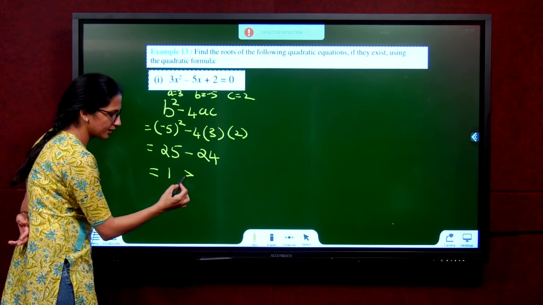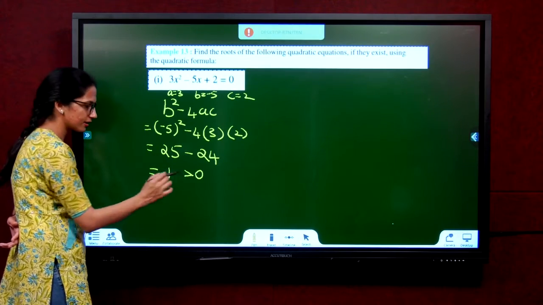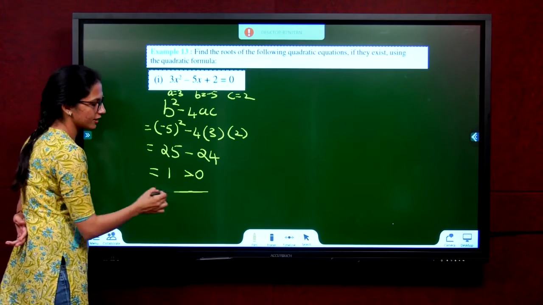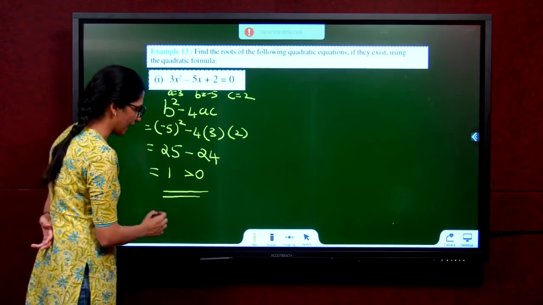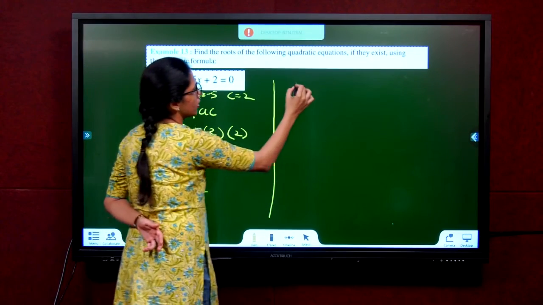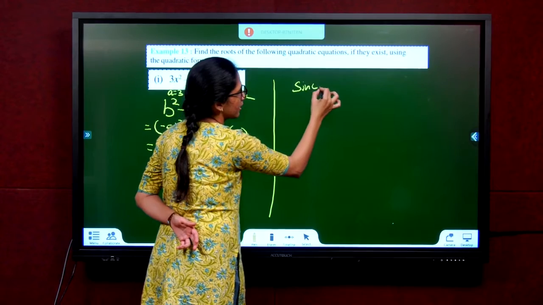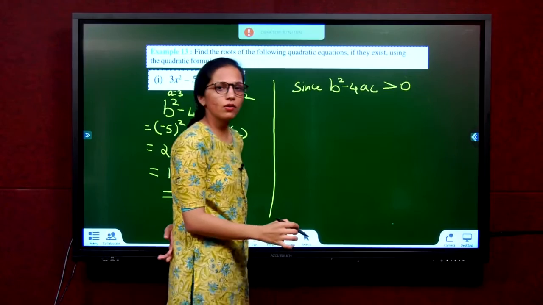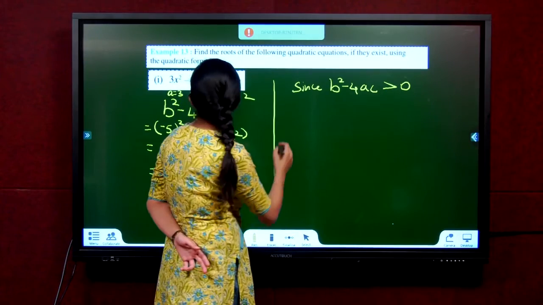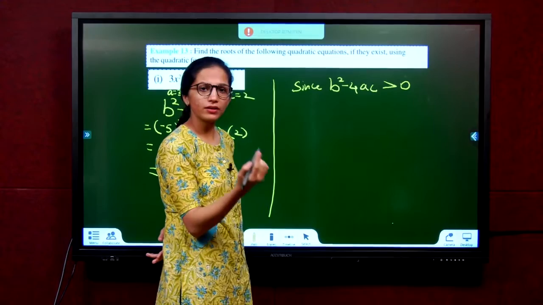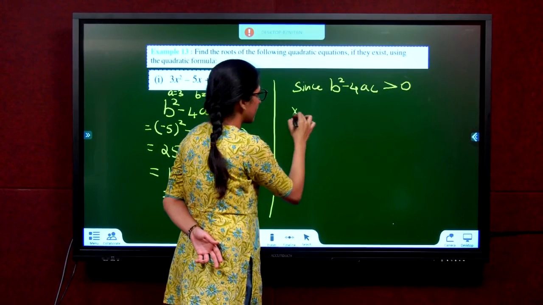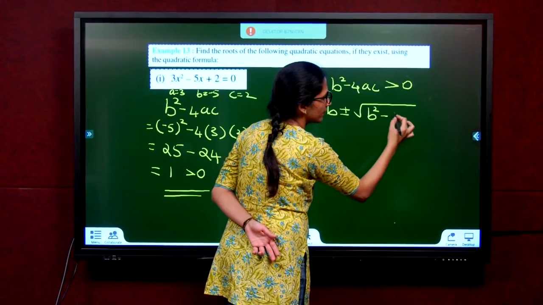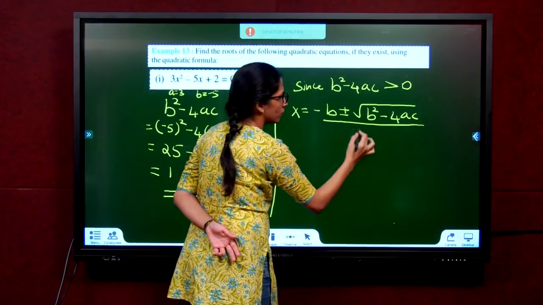Is this number greater than 0? Yes. It should be either greater than or equal to 0. Since it is greater than 0, we can therefore say the roots exist. So, since b² − 4ac is greater than 0, roots exist. Now you can go ahead by using the quadratic formula: x equals −b plus or minus root of b² − 4ac, by 2a.